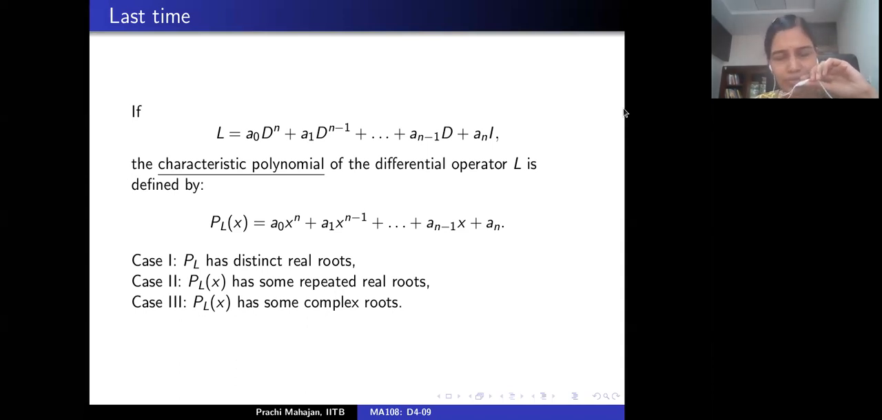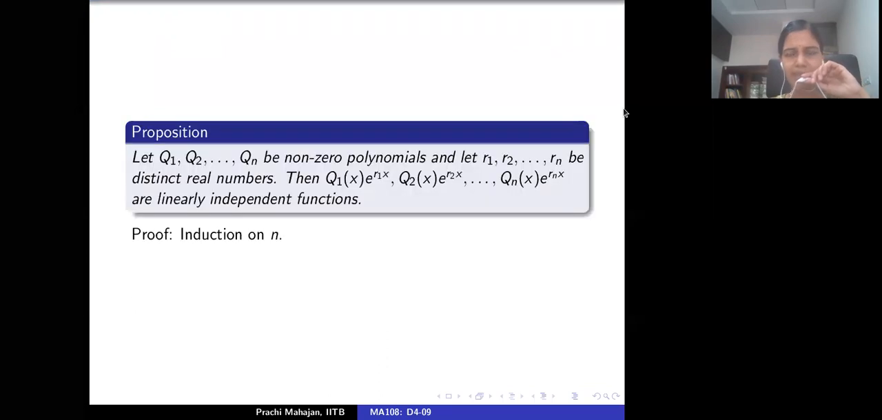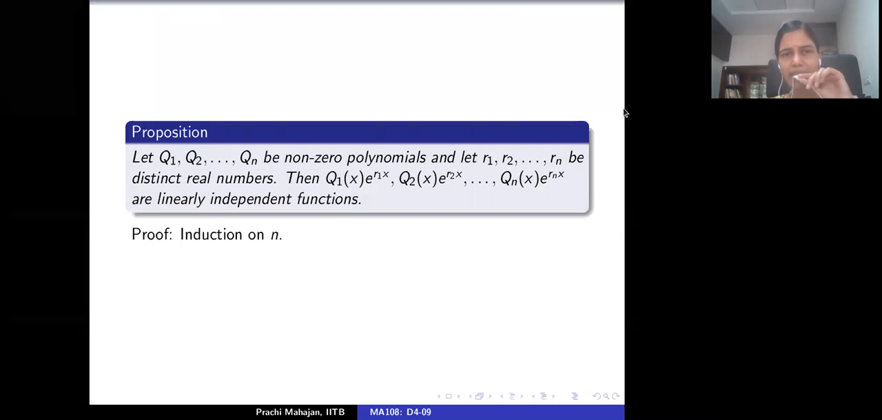Today we are going to first discuss what happens if the characteristic polynomial also has some complex roots. I hope everybody is with me up till this point. So before we look at the complex root case, let's run through this proposition.